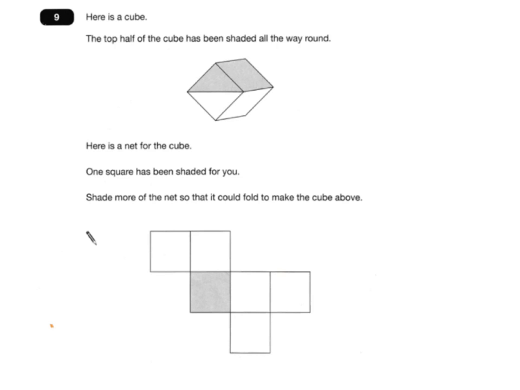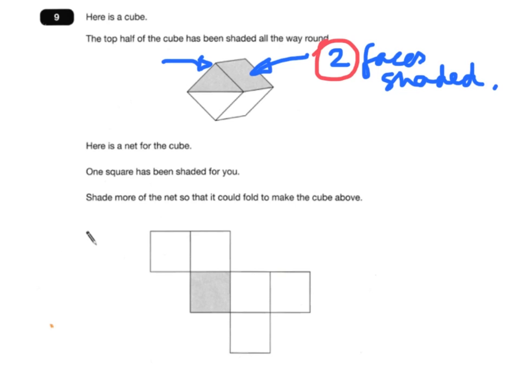A horrible question this, unless you're really good at imagining things in your head. I'm really bad at that. Anyway, look, there's the roof of the house, that's the way I'm thinking of this. Two faces, the one we can see and the one behind it, have to be shaded.